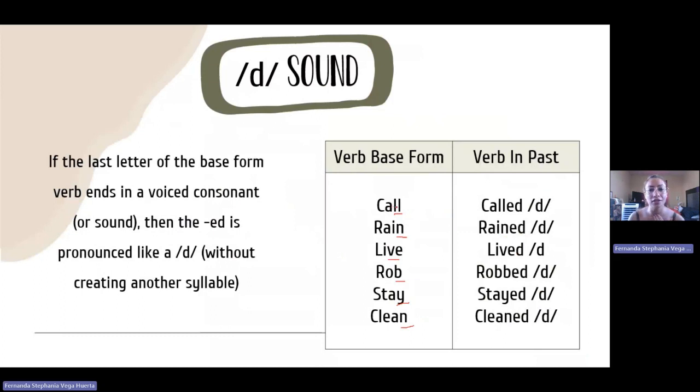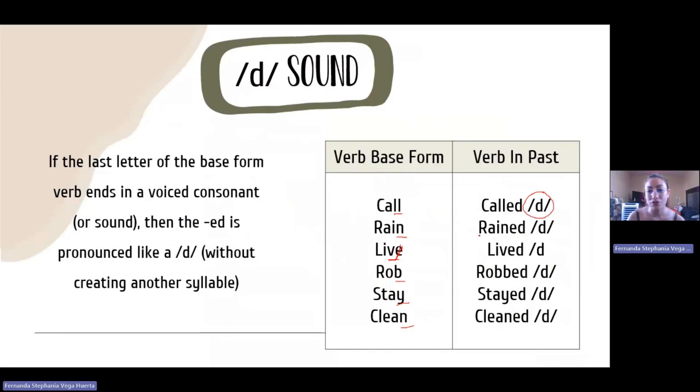Remember the E is silent, so the last letter will be B. So it's V, B, E. You noticed? Those are voiced sounds, which means you use your vocal cords in order to pronounce them, right? So when you have this kind of verbs, the past form of these verbs is going to end with the voiced sound.